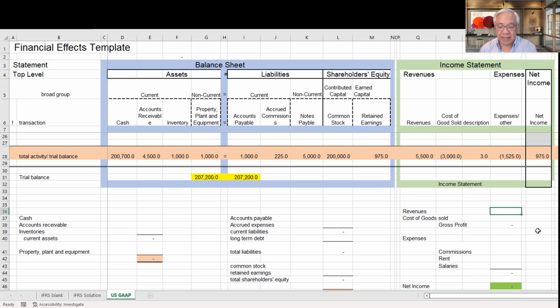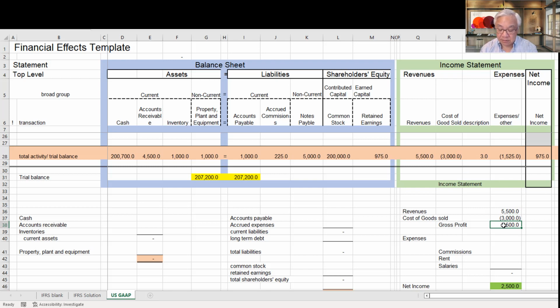transactions and trial balance. What's the revenue? Well, the revenue is right here. It's a column, and this is the sum of all those lemonade bottles we sold, 5,500. What's the cost of goods sold? Well, the cost of goods sold is the sum of everything in that row from the various transactions. So it's negative 3,000. So our gross profit is 5,500.